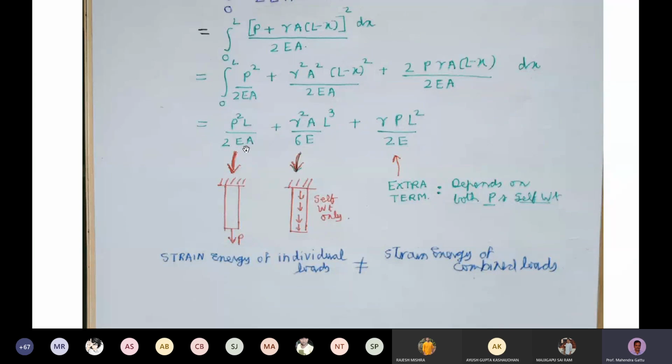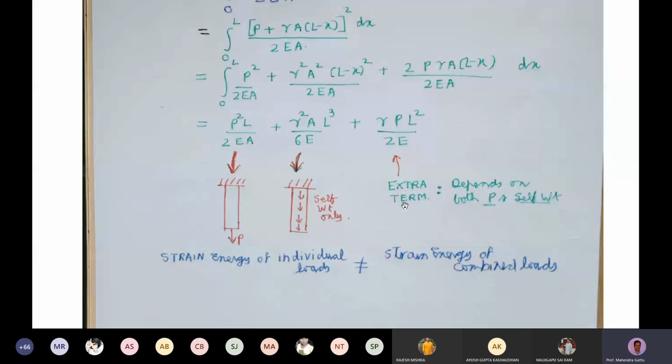Okay, so let's look closely at these terms. P square L by 2EA, what is it? It is the strain energy of the bar which is loaded at the end. And what is this? This is the strain energy of a bar with only self weight. There is only gravitational load acting, and that strain energy is due to self weight. And this is the extra term which depends both on the applied load P and also on the unit weight gamma.